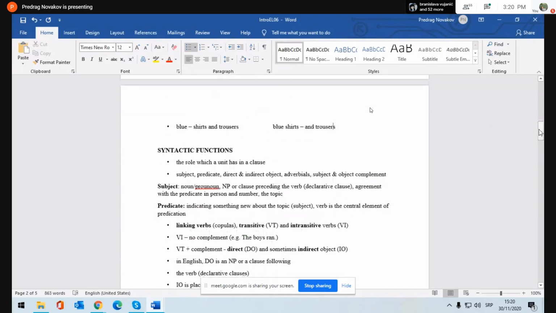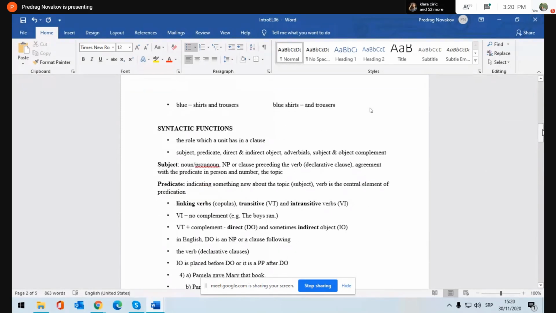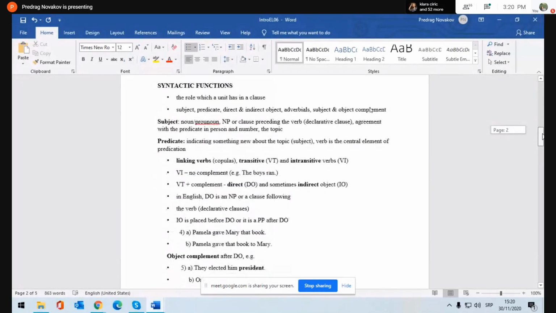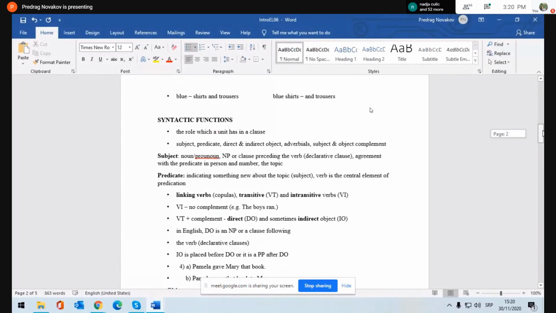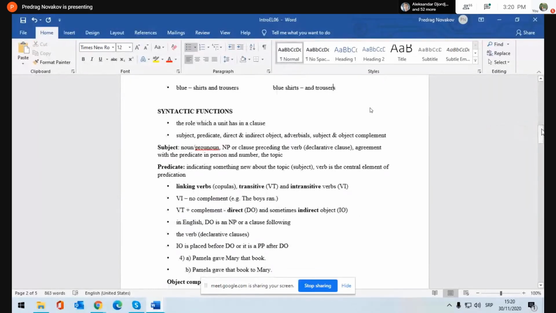Perhaps it would be a good idea to stop here before we go to syntactic functions, okay? Do you have any questions about this? We can use these 5 to 10 minutes for questions, or if somebody wants to ask something about earlier lectures as well, okay? Somebody asked me about the palatalization of English and so on. We can explain it now if you want. So do you have any questions about syntax and other topics?